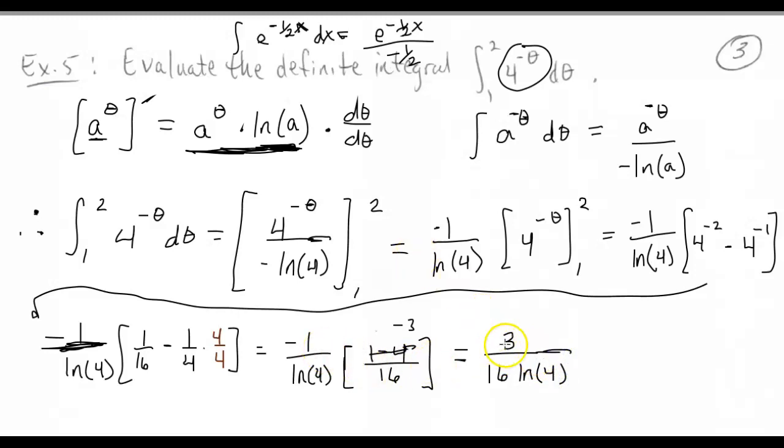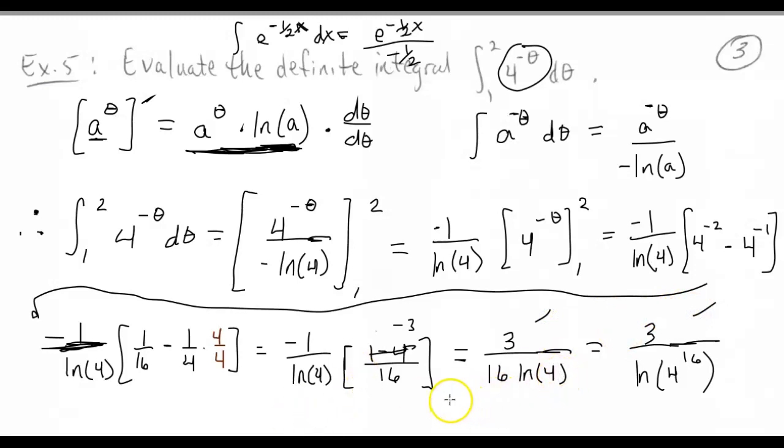And so we could leave this answer this way. Or if we wanted to, we could rewrite this as 3 divided by natural log of 4 raised to the 16 if we wanted to. Really doesn't matter. Either one of these answers is correct.